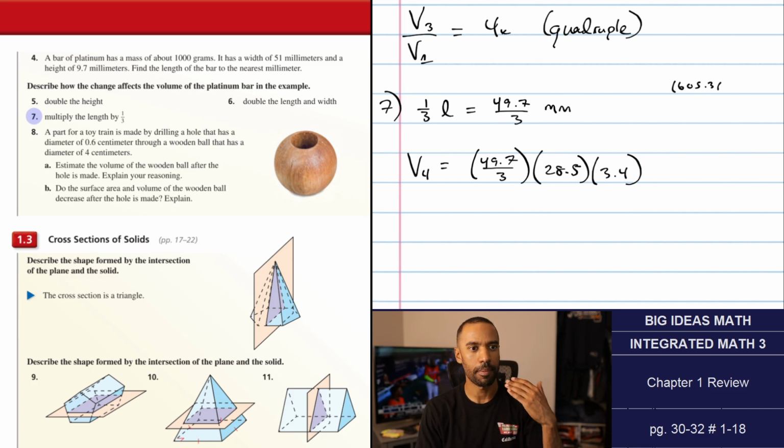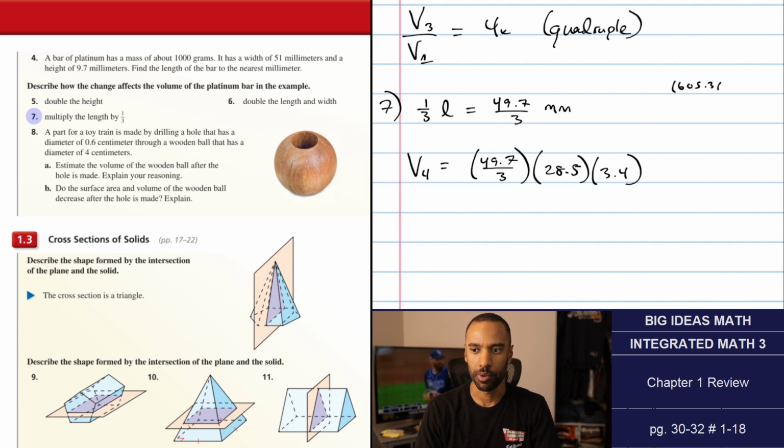But you can notice, I mean, look, what's the difference between this and the original volume? Just somewhere something gets divided by 3, and that's it. That's how it compares. So we do divide that thing by 3 ultimately. 49.7 over 3 times 28.5 times 3.4. And yeah, something worked out. 1605.31 cubic millimeters.